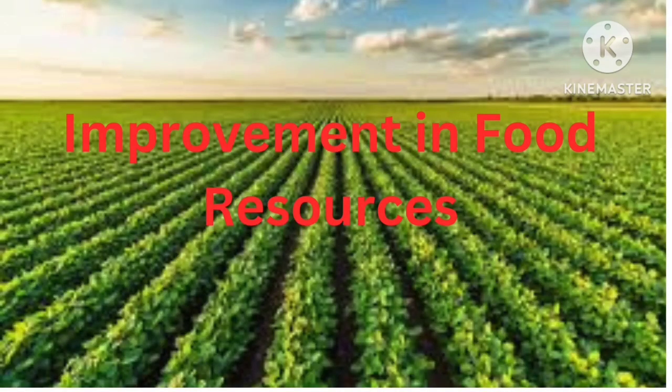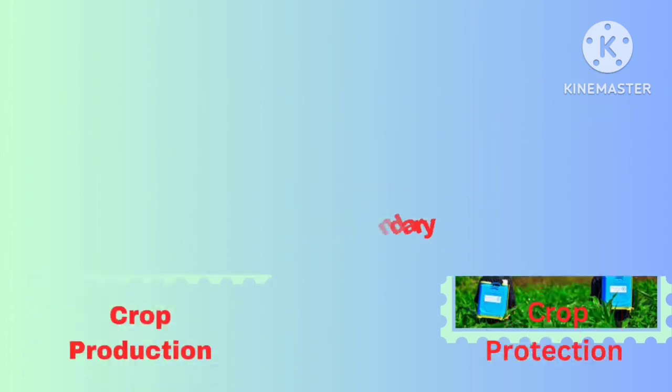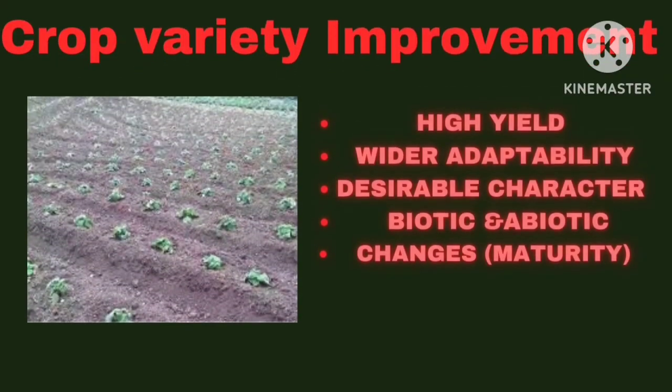So in this topic, improvement in food resources, as you all know, these are categorized into 4 different subtopics such as crop variety improvement, crop production, crop protection and agriculture practices, along with animal husbandry. And in each of these topics we are going into detail about which techniques can be applied or which are the areas of improvement where we can improve the food resources.